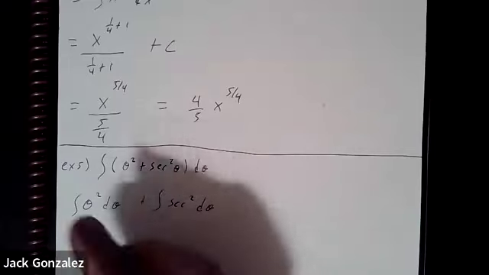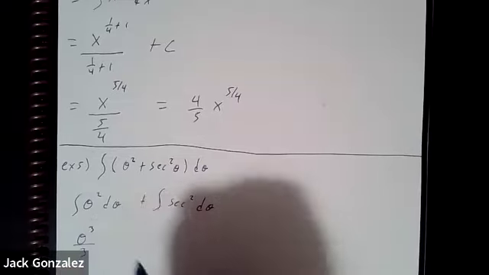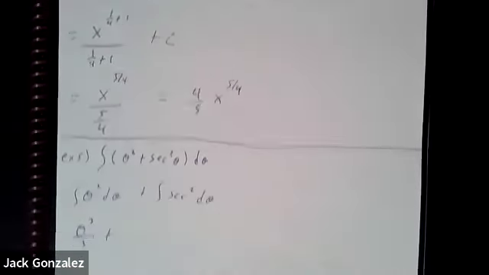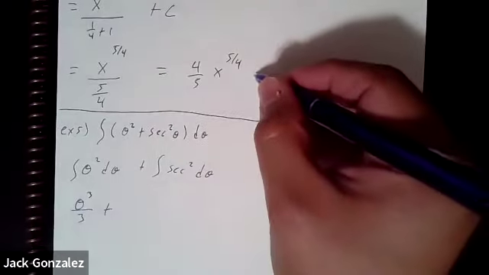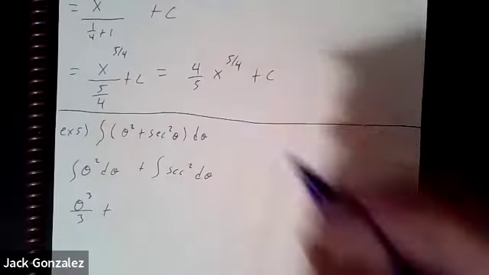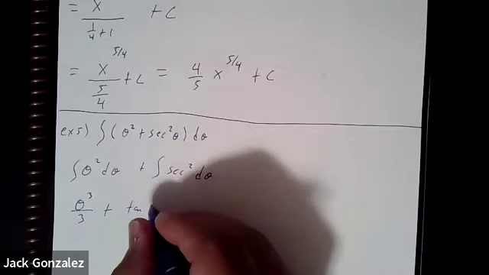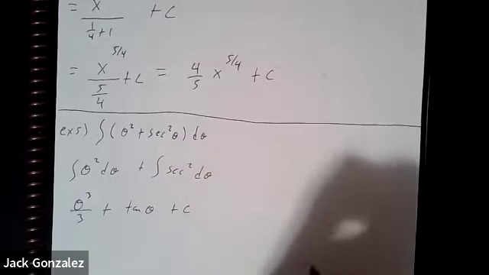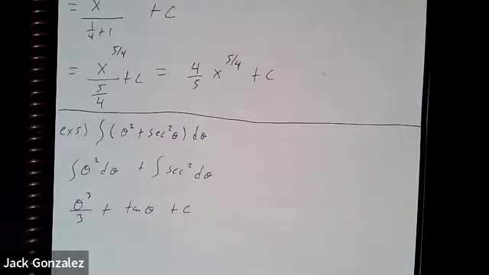This should be what? What is the antiderivative of secant squared? Tangent. Yeah, it's gonna be tangent, right? So this is power rule, this is tangent. Any questions on 5?